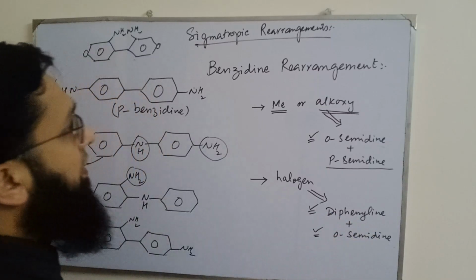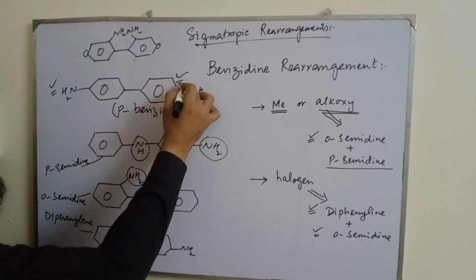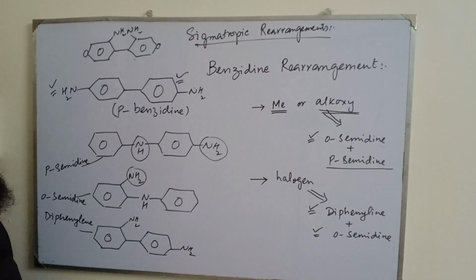So in benzidine rearrangement, which is basically a 5-5 sigmatropic rearrangement, the nature of substituent can influence the formation of the different types of side products, however para-benzidine is our main product. So this was all for today's lecture.